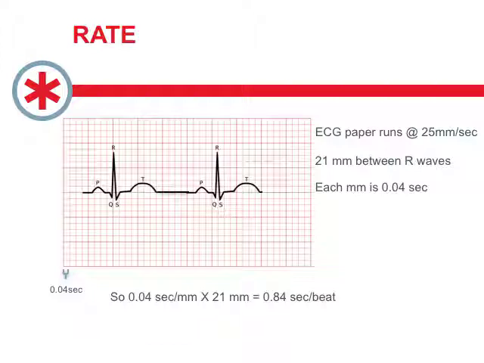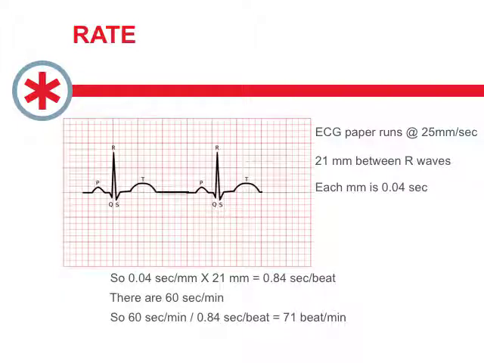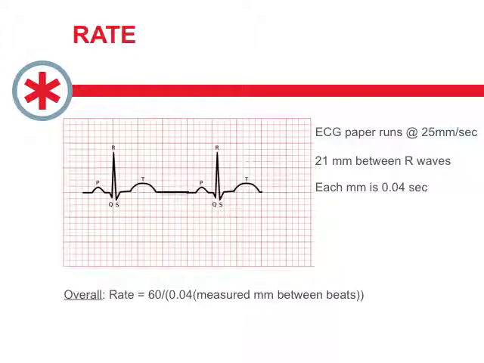So that's awesome, except for the fact that we do heart rate not in seconds per beat, but in beats per minute. So remember, there are 60 seconds in each minute. So in order to convert this, you would do 60 seconds per minute divided by 0.84 seconds per beat, and that will give you your heart rate, which is 71 beats per minute. So the overall formula, if you want to write it down, have it in your iPhone or something like that, is the rate is 60 divided by 0.04 times the number of millimeters between the QRS complexes.